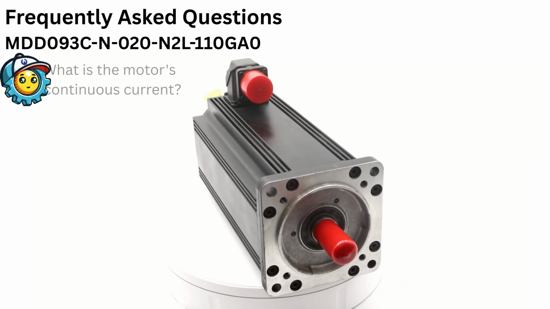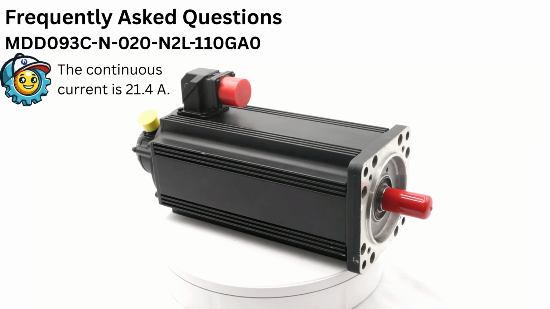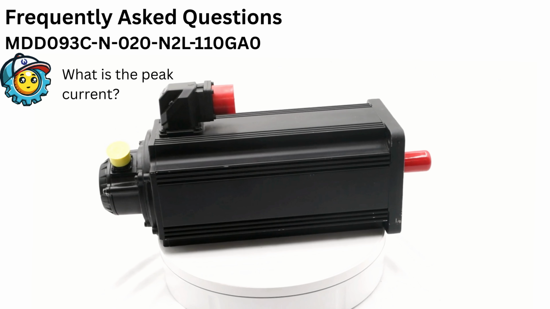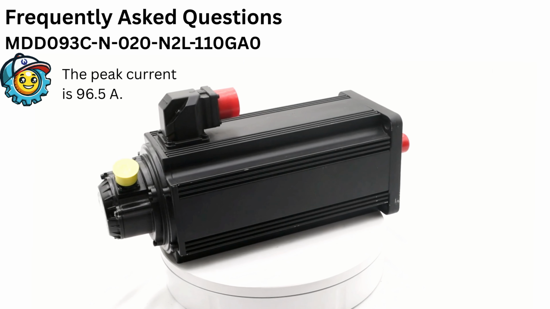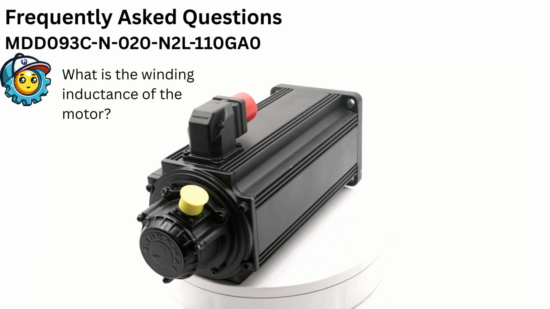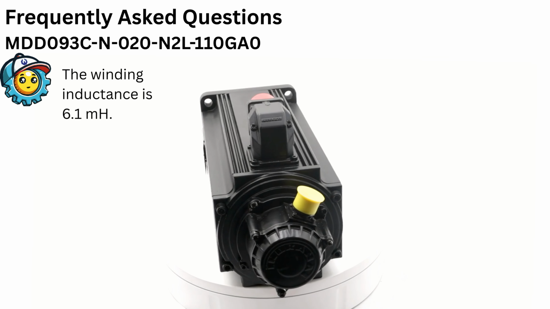Frequently asked questions. What is the motor's continuous current? The continuous current is 21.4 amps. What is the peak current? This MDD has a peak current of 96.5 amps. What is the winding inductance of the motor? The winding inductance is 6.1 mH.